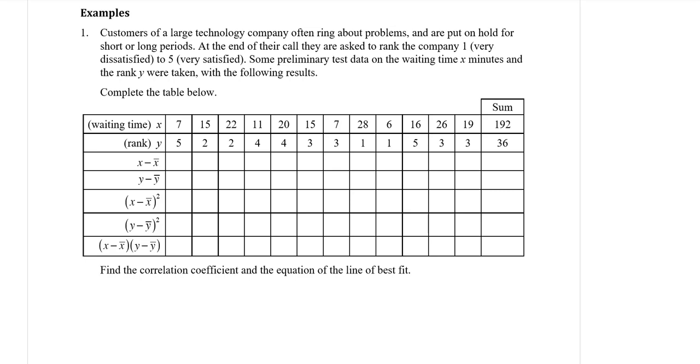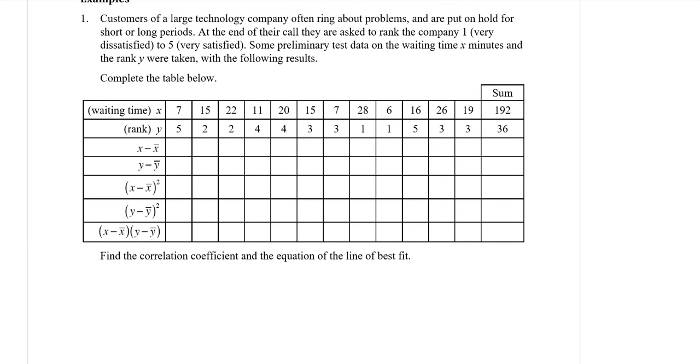So this is the information. So X is representing the amount of waiting time and Y is the rank out of 5 that the customer gave them. So to use the formulas, I'm going to need to find each of these things down here. The first thing I need is X minus the average of X. I don't know the average of X yet.